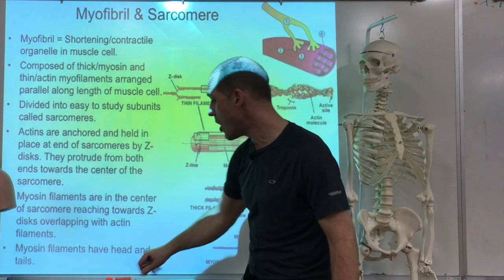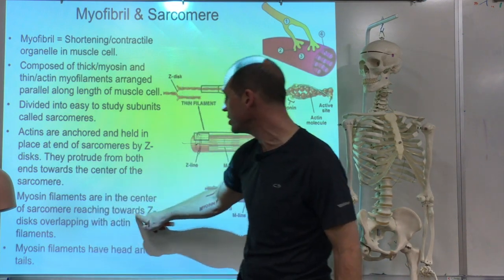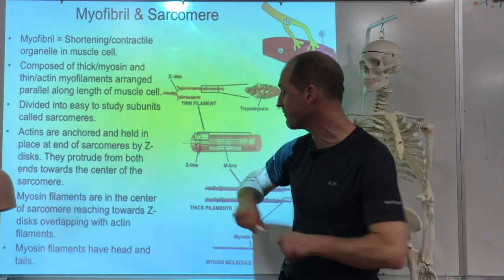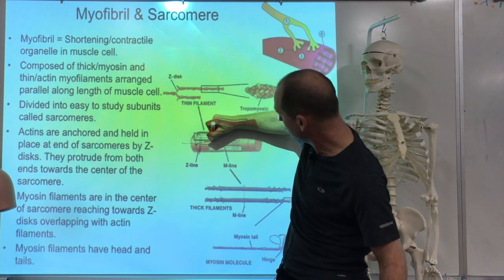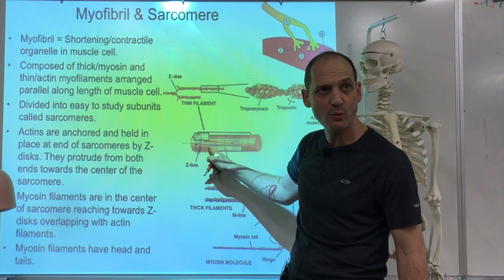Myosin filaments are in the center of the sarcomere, reaching towards the Z disc, overlapping with the actin filaments. And so that's these right here. They're on the inside, they're overlapping. Where they overlap, they can attach to one another.